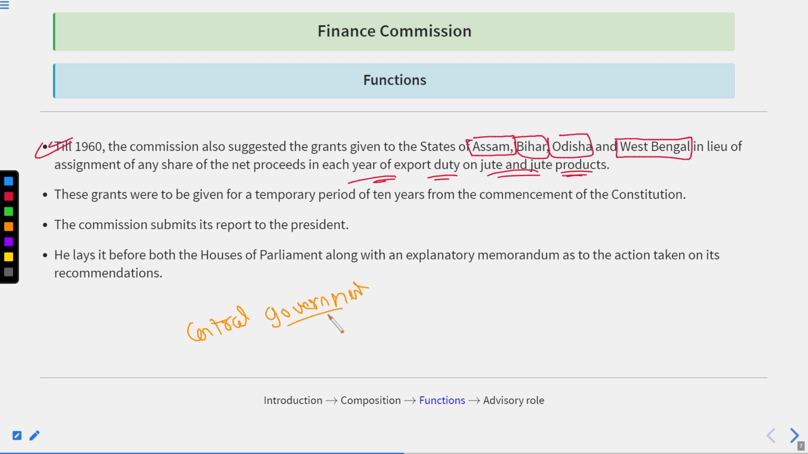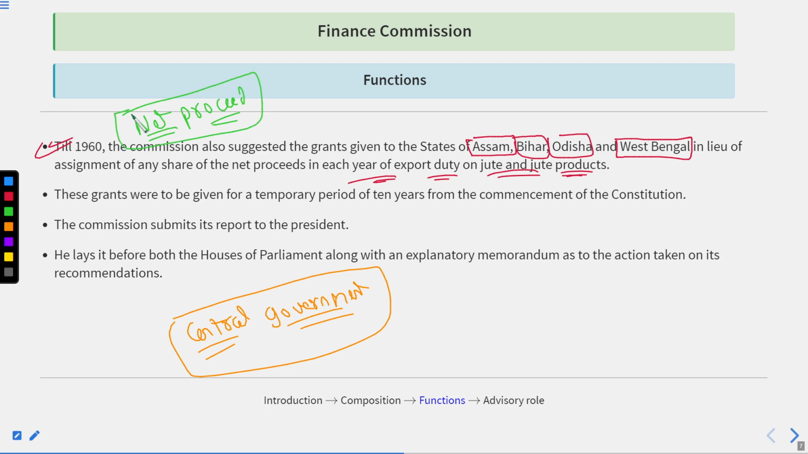Okay. So if we look at these states like Assam, Bihar, Odisha and West Bengal, they are huge producers of jute. So basically they produce jute and jute products, and then the central government exports it. Whatever amount the central government earns, the expenditure will be subtracted from it, then what will happen? The remaining amount, or the net proceeds, will be distributed amongst these four.